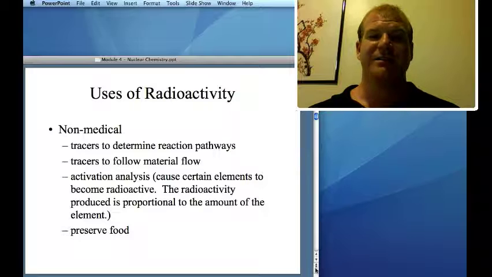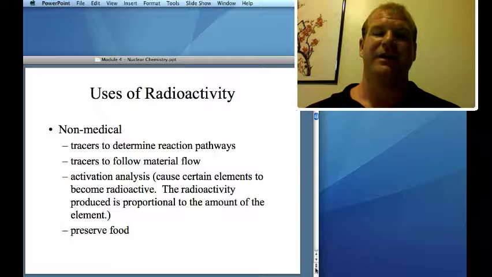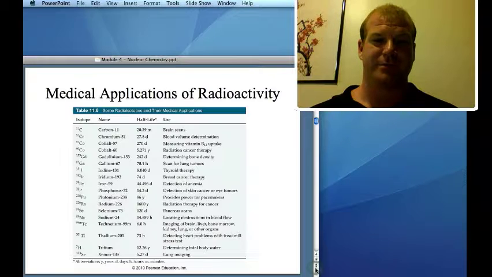Activation analysis, this is one way to figure out what's in stuff. If you take something and hit it with slow neutrons, it will become radioactive, and then by the gamma rays coming off, you can figure out what's there. Also, for food preservation, if you hit things with gamma rays, this will sterilize things in the food and help the food survive longer.